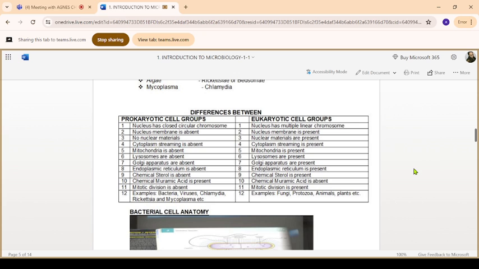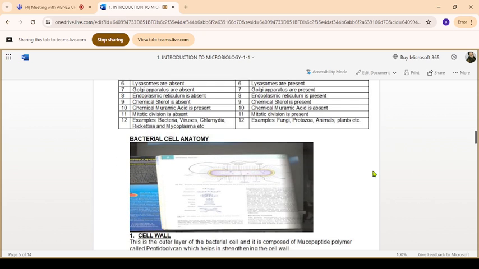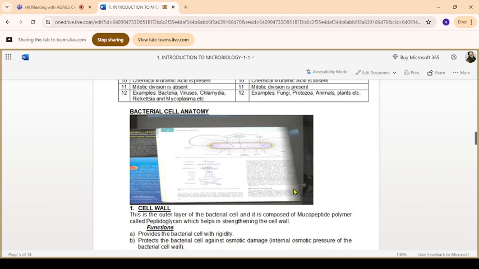Now, can we look at the bacterial cell anatomy? Bacterial cell anatomy means the structure and physiology of the bacterial cell. We'll only look at the functions and the parts of that bacterial cell. In a bacterial cell, we will find the cell wall, that is the outer layer of the bacterial cell, and it is composed of a mucopeptide polymer, which is called the peptidoglycan. The function of this cell wall is only to provide the bacterial cell with rigidity.